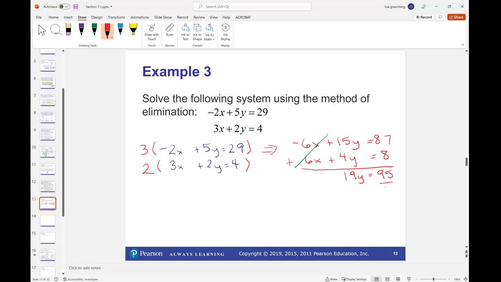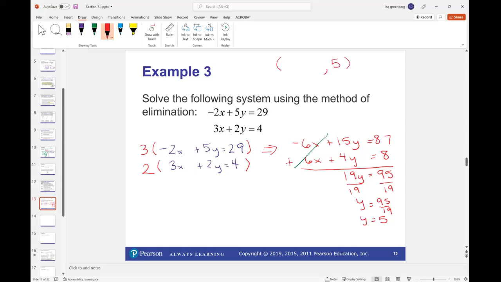I divide both sides by 19. And I get y equals 95 over 19. And then I just want to see, is this an actual value? So 95 divided by 19 is equal to 5. So I get y equals 5. Okay, well, great. Now that I know what y equals, so we're starting our ordered pair. We know y equals 5.